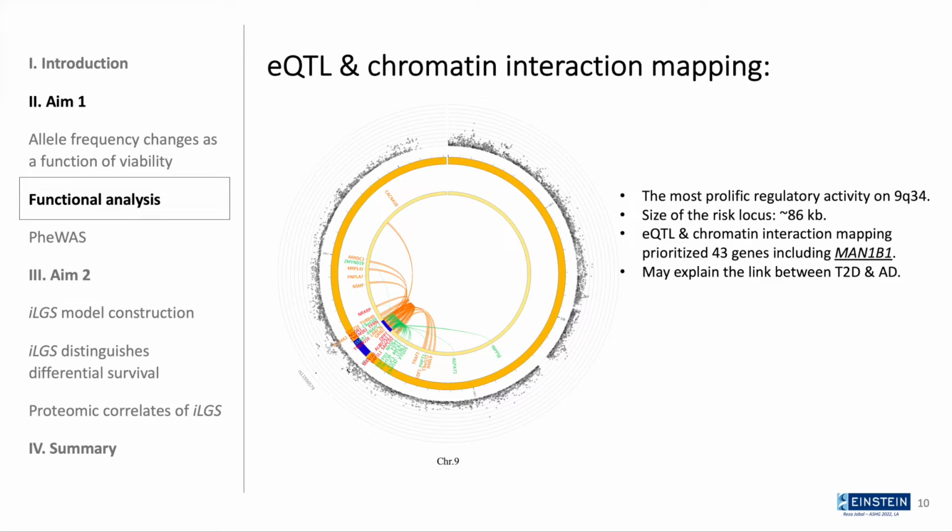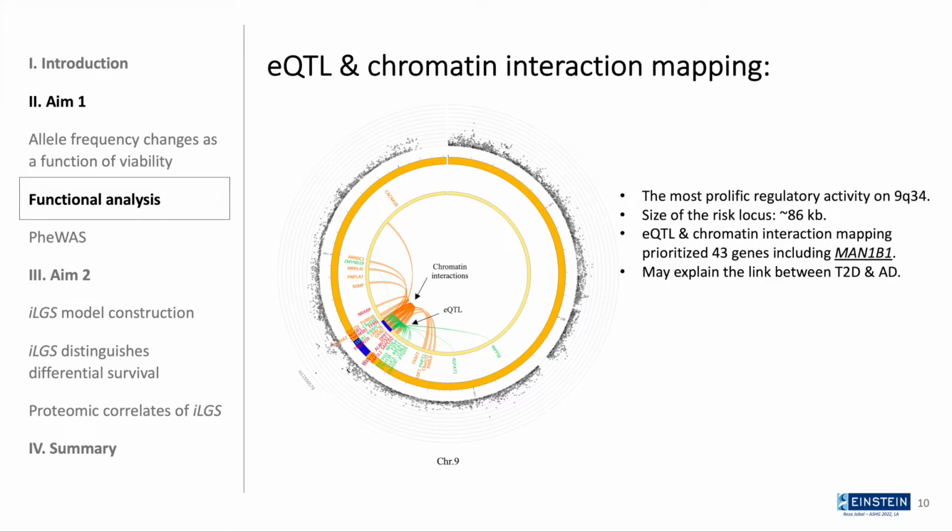We, therefore, supplemented positional mapping with eQTL and chromatin interaction mapping using the GTEx and PsychENCODE data. We identified a relevant gene with plausible functional implications in longevity for each risk locus. I only show 2 examples of the most interesting cases for the benefit of time. The most prolific regulatory activity was identified for a risk locus on chromosome 9. This risk locus is about 86 kilobases, and 34 genes are prioritized by both eQTL mapping and chromatin interactions.